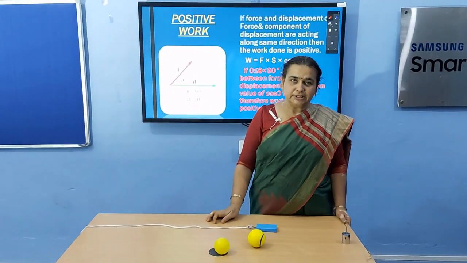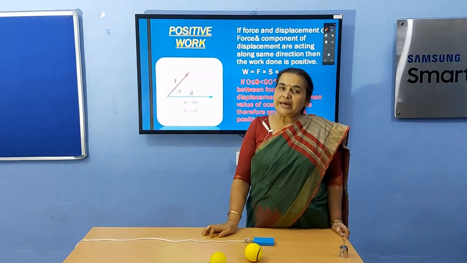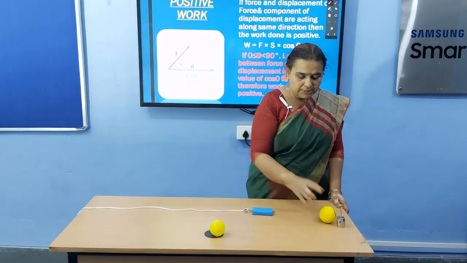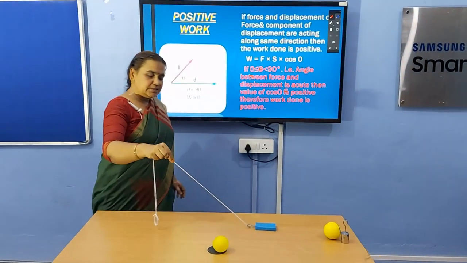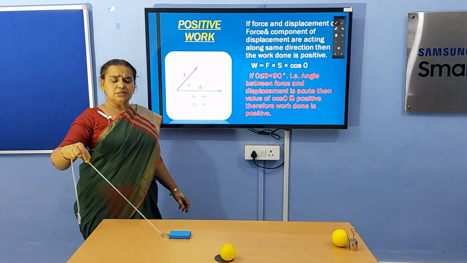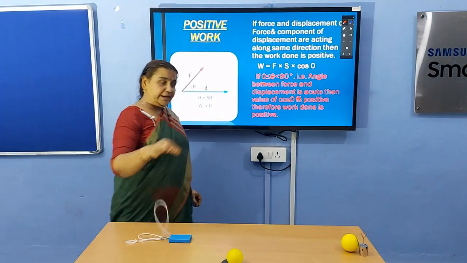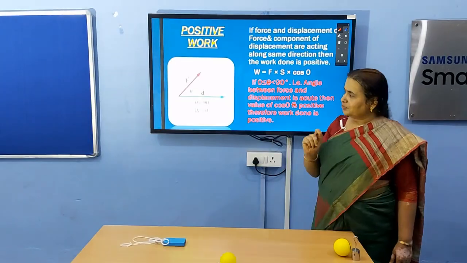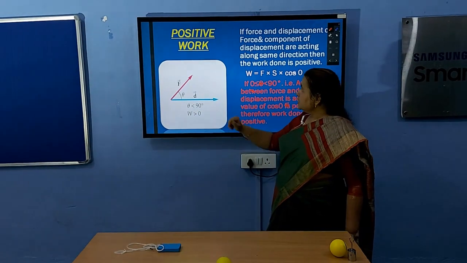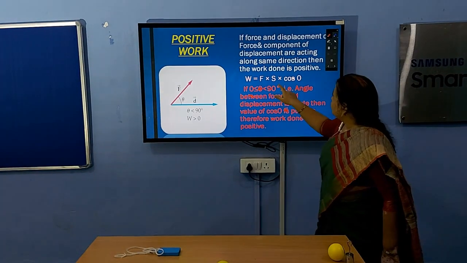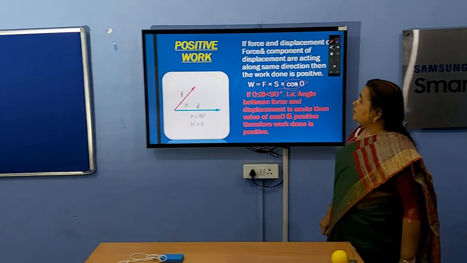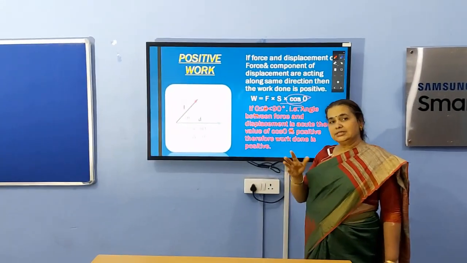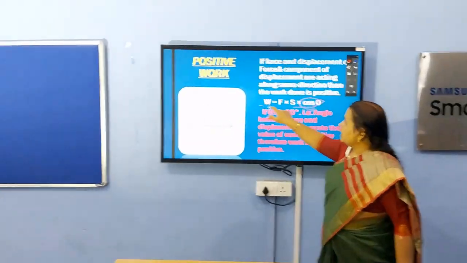Second type of work is positive work. Suppose the angle between the force and displacement is 0. The work done is positive. If the angle between displacement and force is 30 degree or 60 degree, that is, if the angle between the force and displacement is less than 90, that is acute, then the work done is greater than 0. Because the angle is acute, it is in the first quadrant, and in the first quadrant, the value of cos theta is positive. That's why work done is positive.